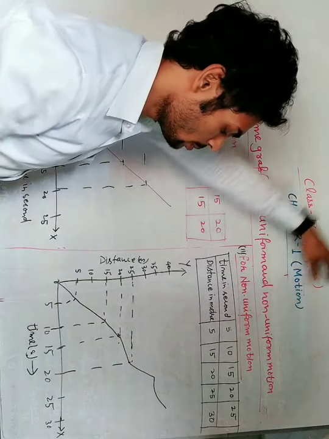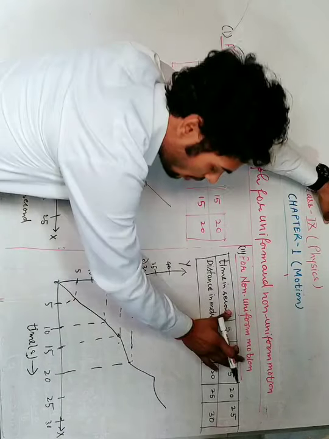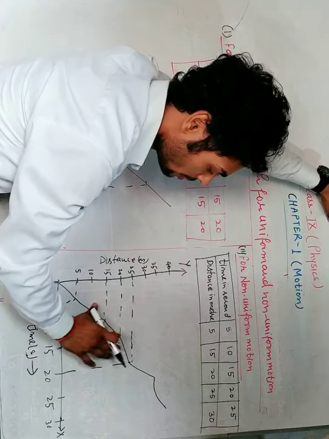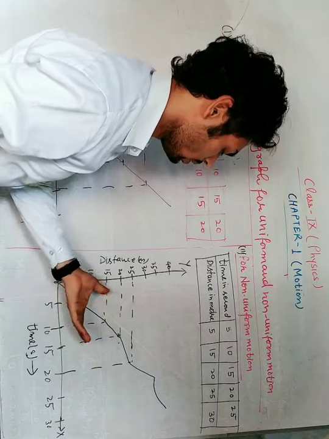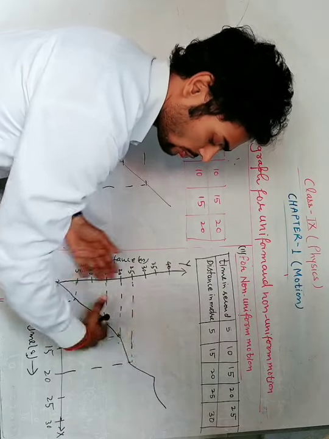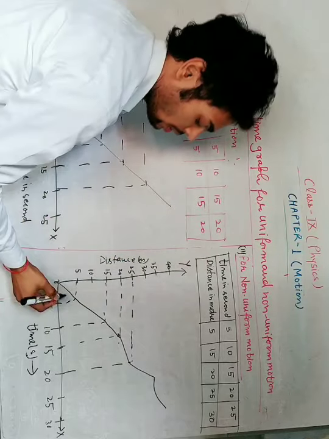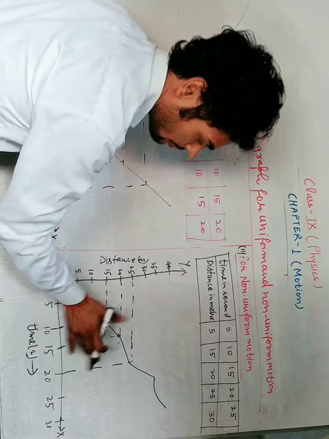So if any object is moving in non-uniform motion, then the graph is not in straight form. If any object is moving in non-uniform motion, then the graph is in this way.